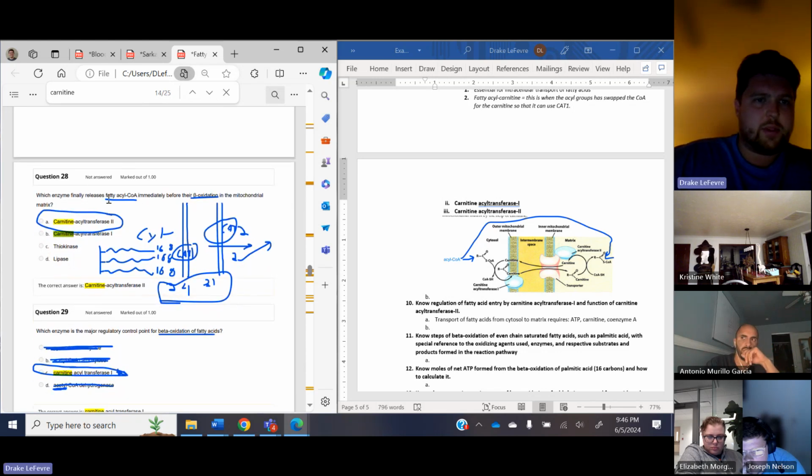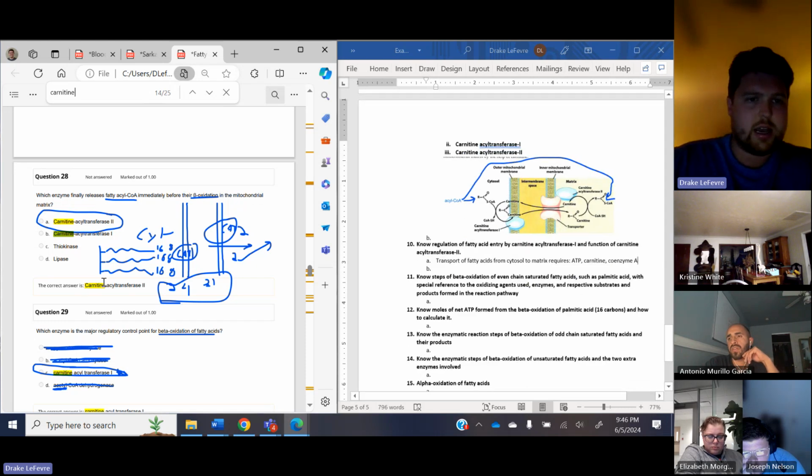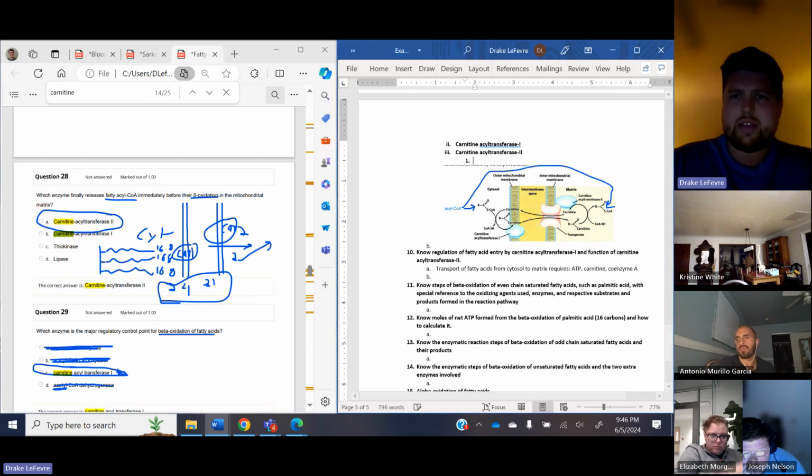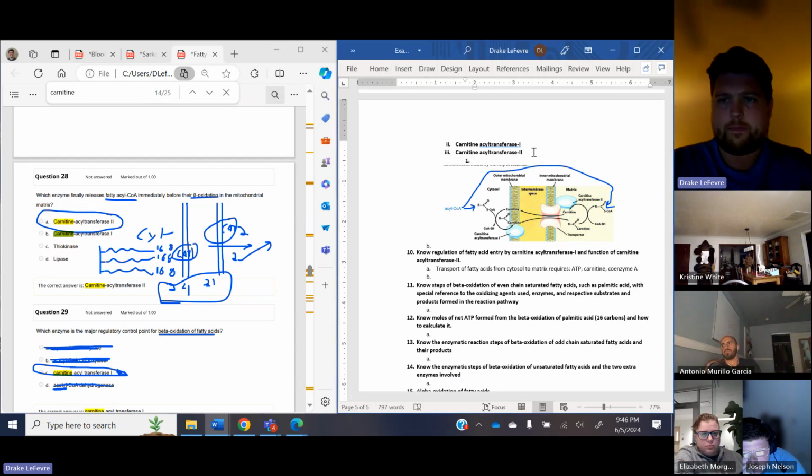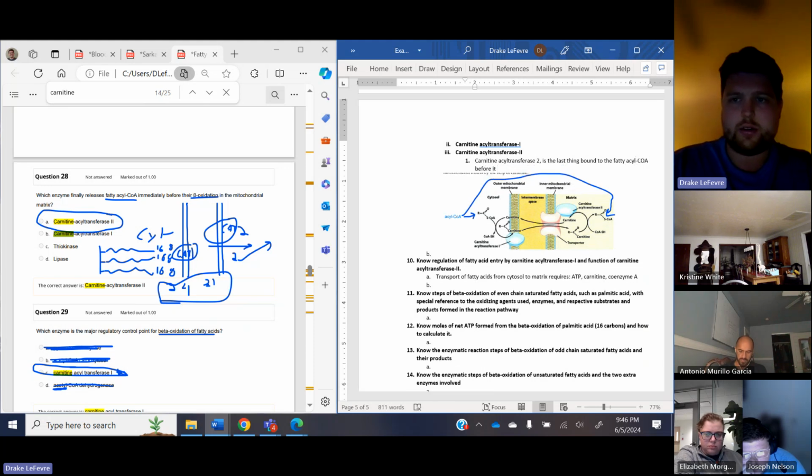Which enzyme finally releases fatty acyl CoA immediately before the beta oxidation in the mitochondrial matrix? Carnitine acyltransferase 2. This is specifically saying carnitine acyltransferase 2 is the last thing bound to the fatty acyl CoA before it goes to begin beta oxidation.